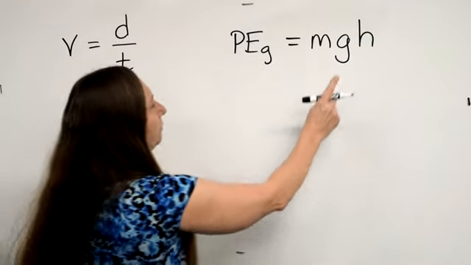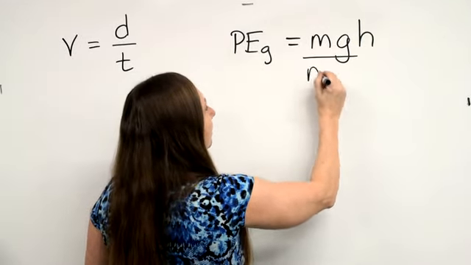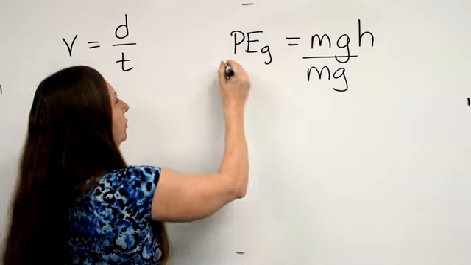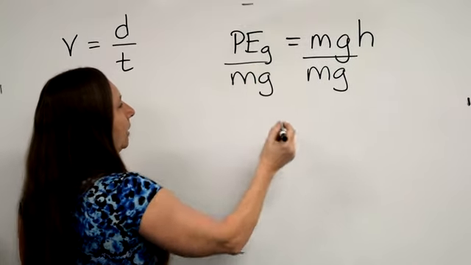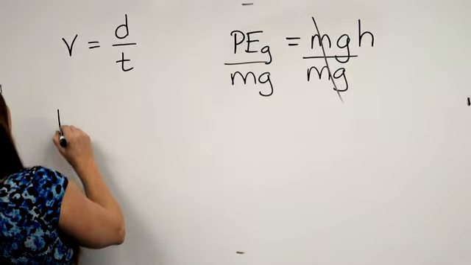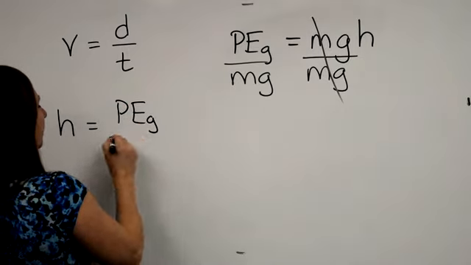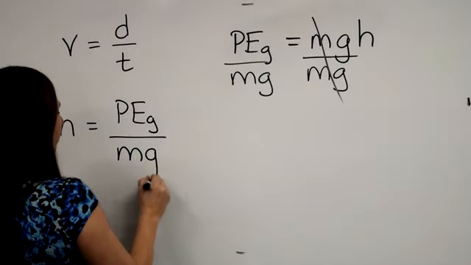So what I'm going to do is I'm going to divide by mg, all right, divide by mg, and I'm going to rewrite this equation, h equals PEG divided by m times g.